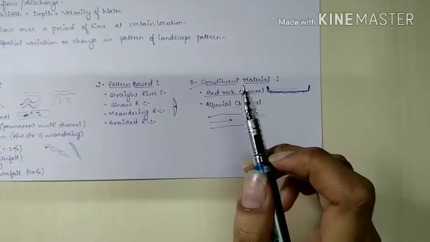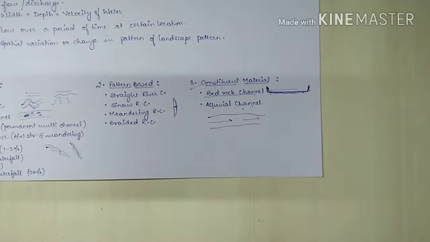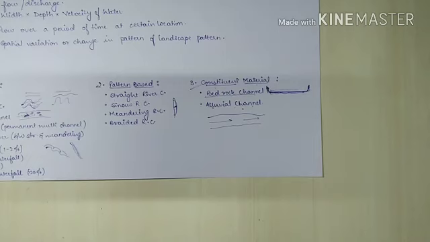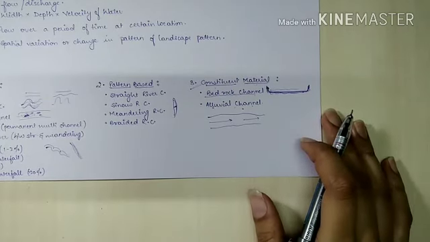So now with this we have completed the channel types or classification of channels. So these were basically of three types, and we have completed them. And with this we have completed our channel morphology.